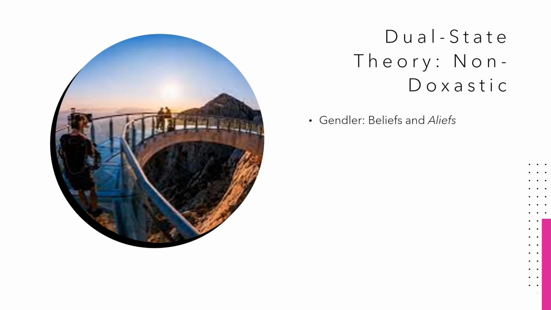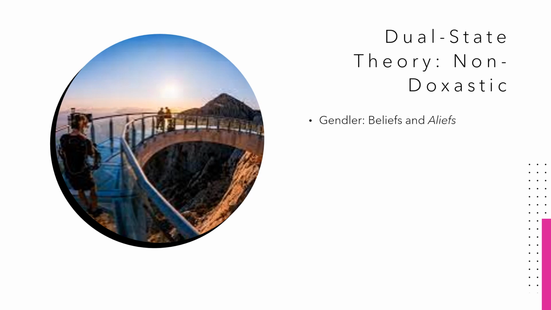An alif may have some of the behavioral and affective responses that characterize belief, but it's not a full belief state. And her example is one of these skywalks, when somebody steps on the skywalk and you can see below, and you have this sort of fear that you're going to fall. So she characterizes the fear as an alif. In other words, you don't really believe it, but you feel that kind of fear when you step onto the glass. You have that kind of affective response.